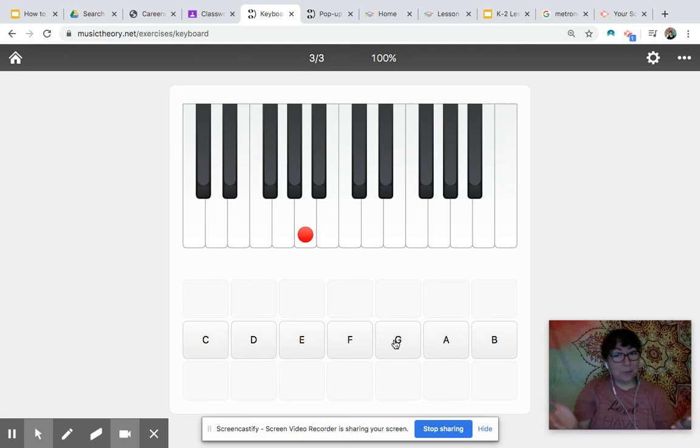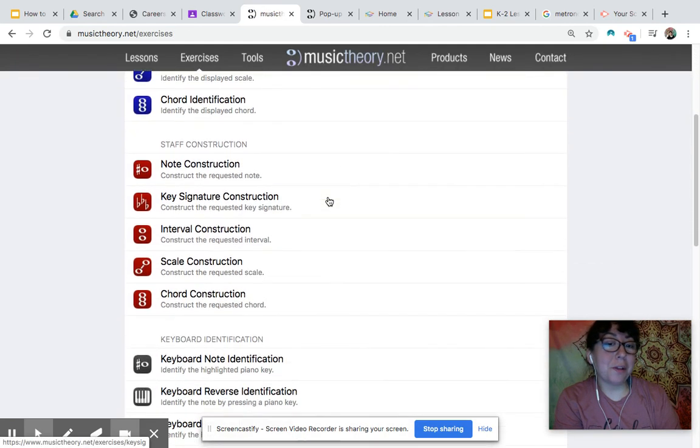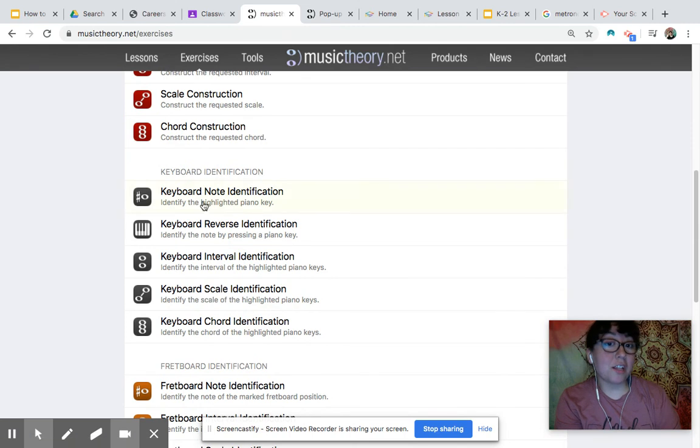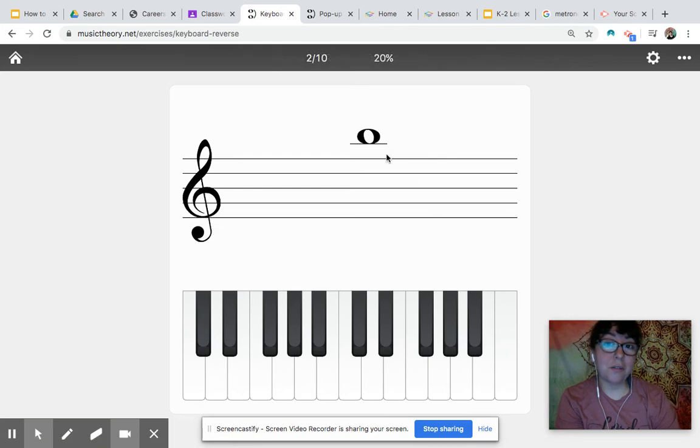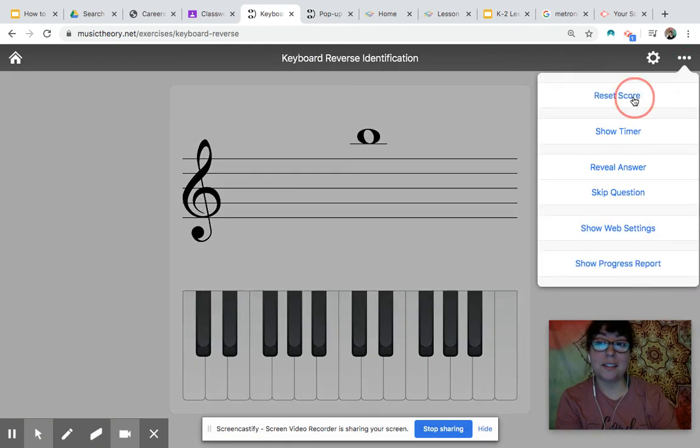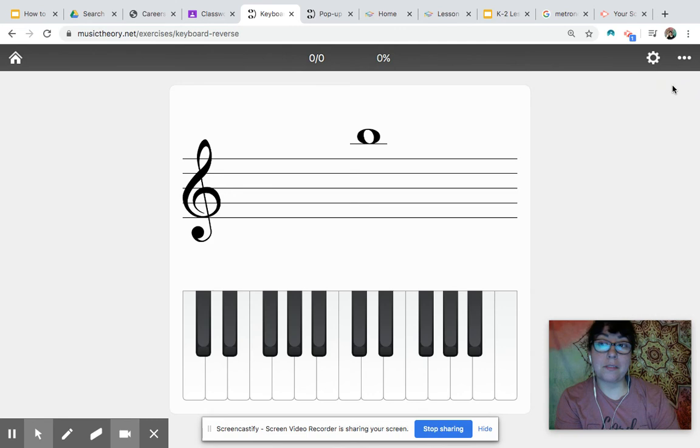And if you are already learning piano, if you're already learning how to play, then let me show you another exercise where you can put your skills to the test. Keyboard reverse identification. It's going to show you a note on the staff, and your job is going to be to find that key on the piano. Whew! Let me reset this. Okay, so figuring this out, you piano players will be able to figure this out, I'm sure, real quick.